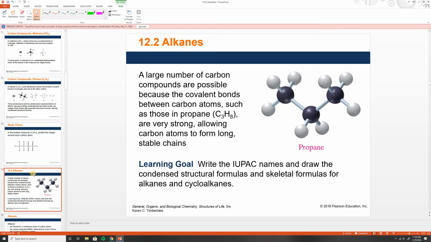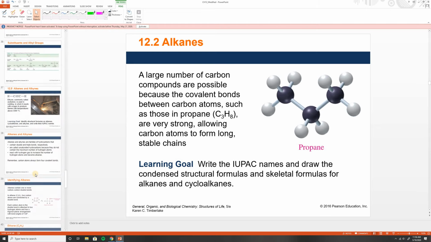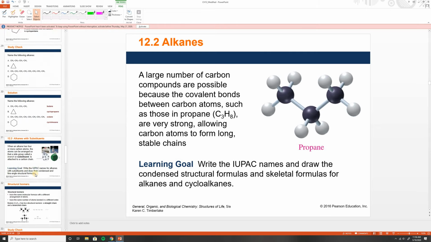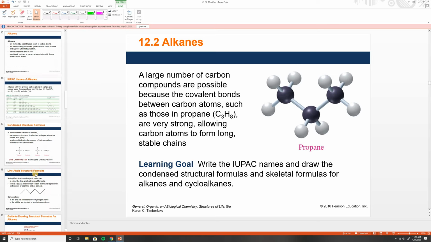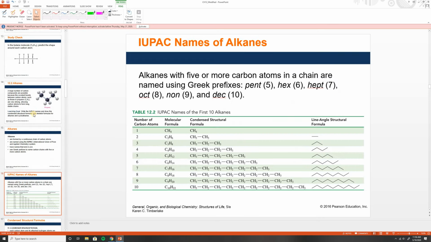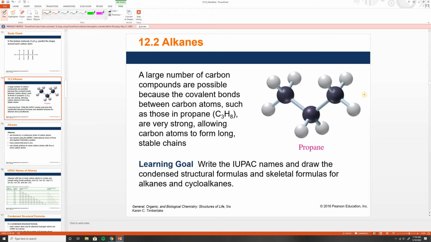All right, so the different types of hydrocarbons. Now for the rest of the chapter, we'll be going over the different types and also the nomenclature, I think. Let's see. I haven't seen this chapter in a while. Yes. So an alkane, right? Alkane is the first type of functional group that we're going to talk about. Functional group basically means a group in organic chemistry that has a specific function. So an alkane is a large number of carbon compounds that are possible because covalent bonds between the carbon atoms, such as in propane, are strong and they form very stable nonpolar chains.